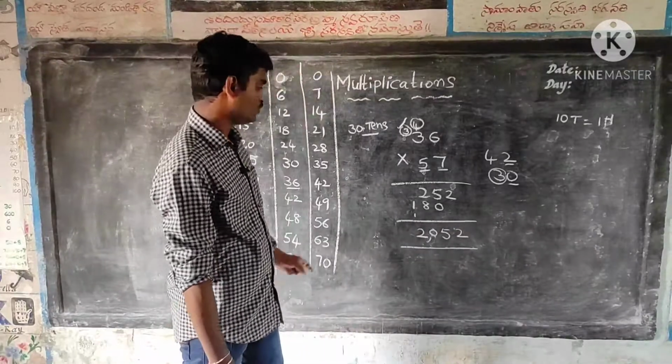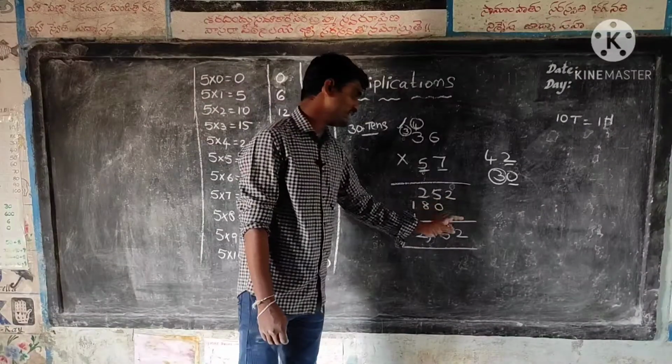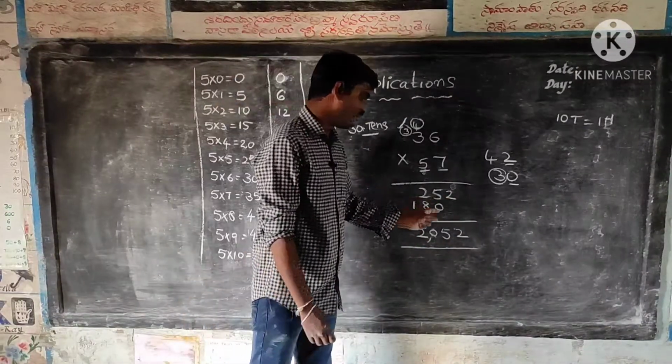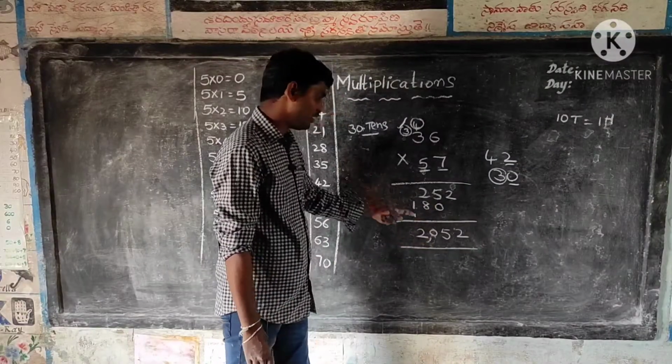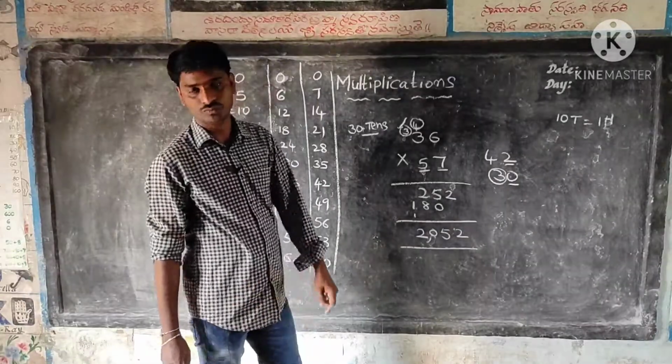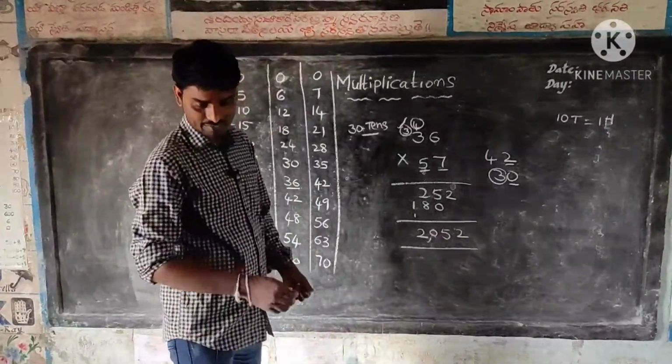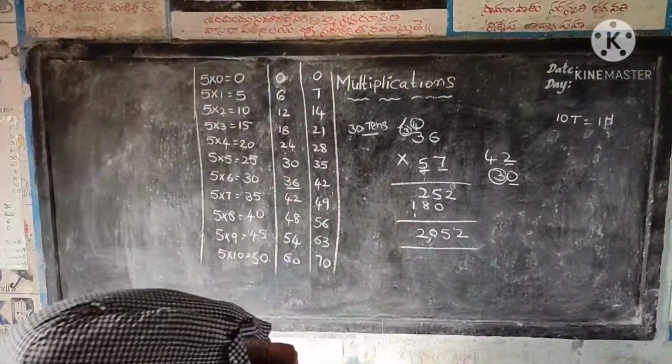2052. 2 plus nothing, 2, and 5 plus 0, 5, and 2 plus 8, 10. So we are taking 0 and 1 is the carry. 1 plus 1, 2. Okay, children? And I am giving another example.